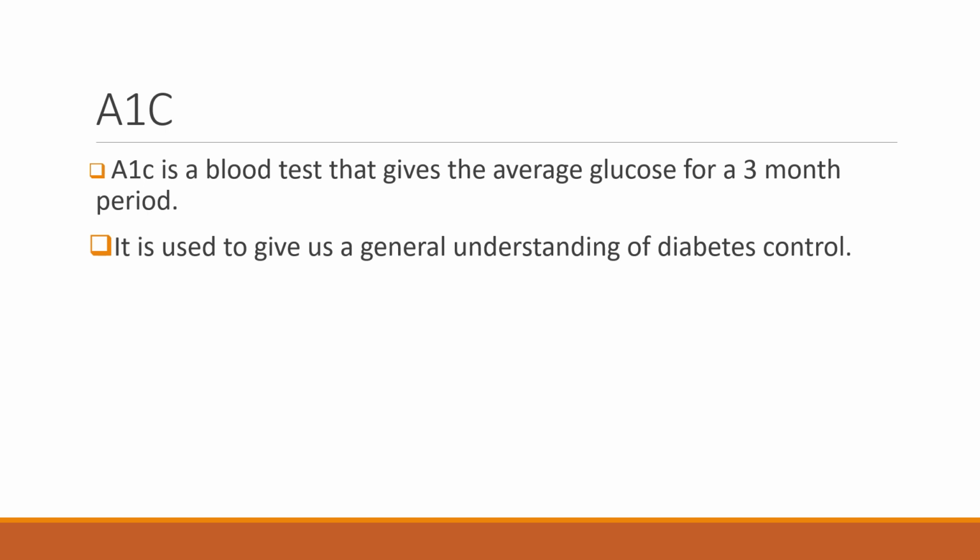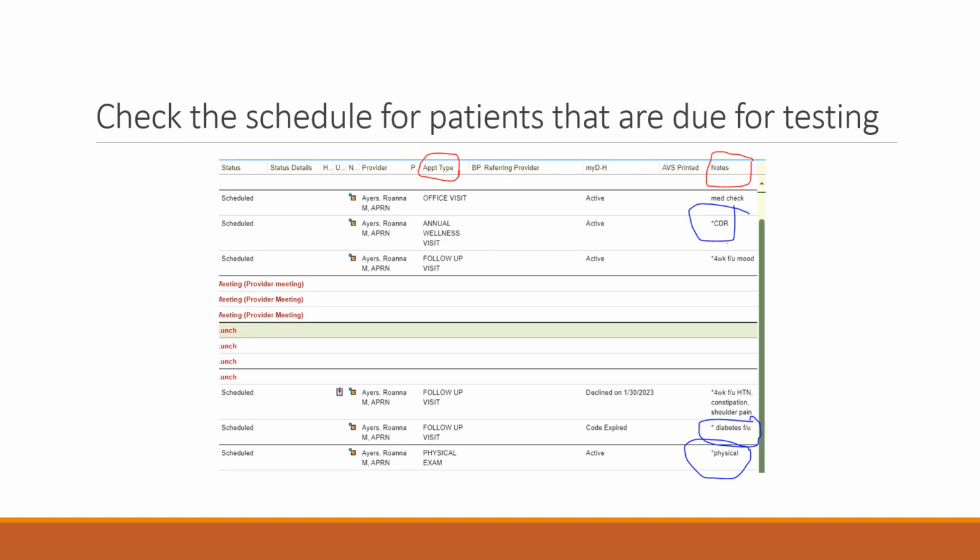And the A1C is a blood test that monitors the average glucose over a 3-month period, and we usually get this every 3 months. So when you're deciding which patients need these tests, you want to look at the schedule of the provider that you're flowing for, and you want to look under appointment type and under notes. If the patient has a physical, you want to open that up and see if they have a diagnosis of diabetes. And if they do, then you're going to be checking to see if they're due for these tests or if they're coming in for a diabetes follow-up.